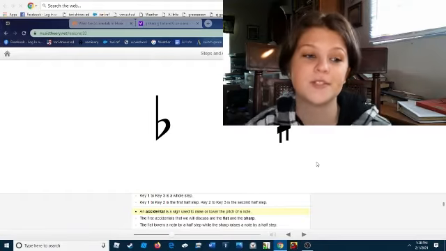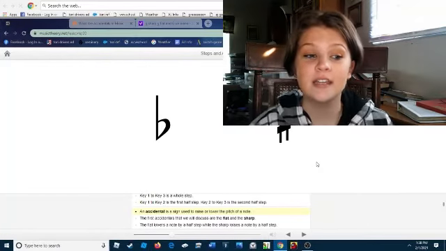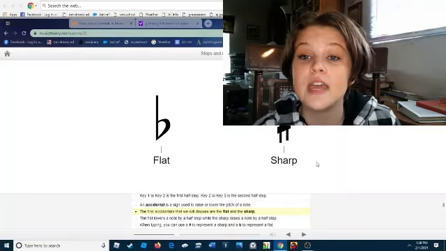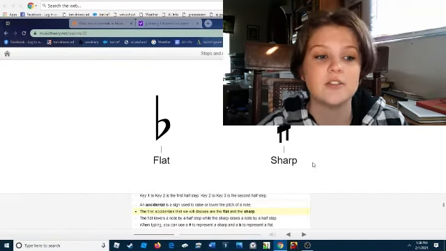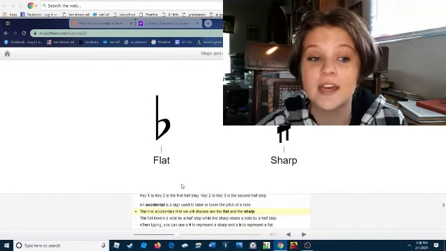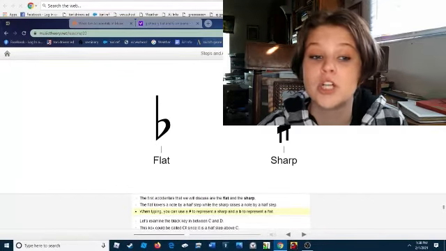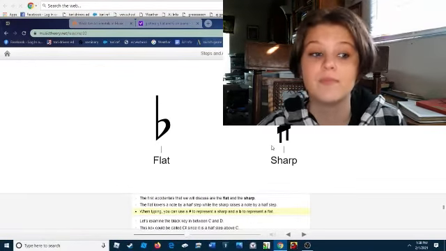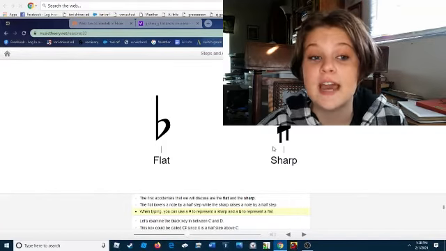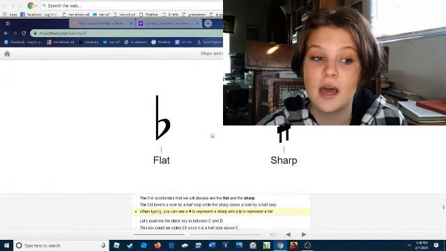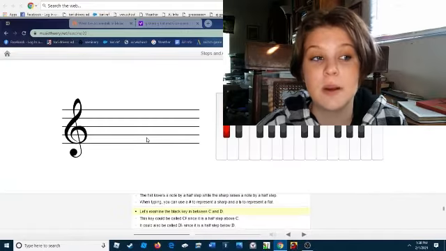Now on to accidentals. An accidental is a sign used to raise or lower the pitch of a note. The first accidentals that we will discuss are the flat and sharp. The flat lowers a note by a half step, while the sharp raises a note by a half step. When typing, you can use a hashtag symbol to represent a sharp and a lowercase b to represent a flat.